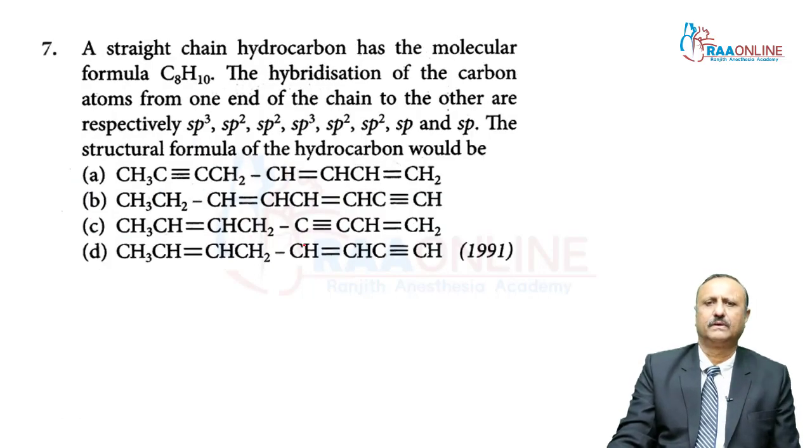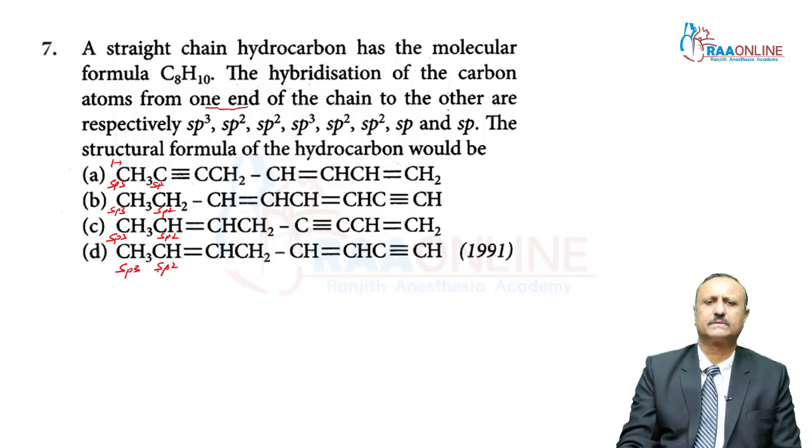Now my dear students, we can see question number 7. A straight chain hydrocarbon has the molecular formula C8H10 and the hybridization of the carbon atoms from one end of the chain to the other are respectively sp3. The first carbon atom is sp3; you write from one end to the other end of the chain. Here this is sp3, here you can see sp3, then sp2, here sp3 and sp, here sp3 and sp2, here sp3 and sp2.